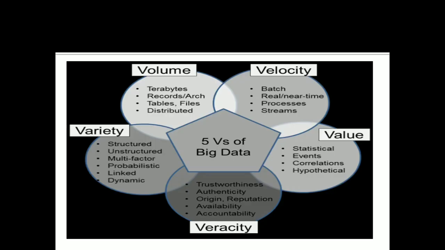The volume can be stored in terabytes, gigabytes, and it contains different records. So the tables, files, all these things come under the volume because they describe the size of the data. The velocity describes the speed, meaning whether it is batch processing, real time processing, because real time processing is faster, or stream processing. All these things related to the processing speed are covered under the velocity.